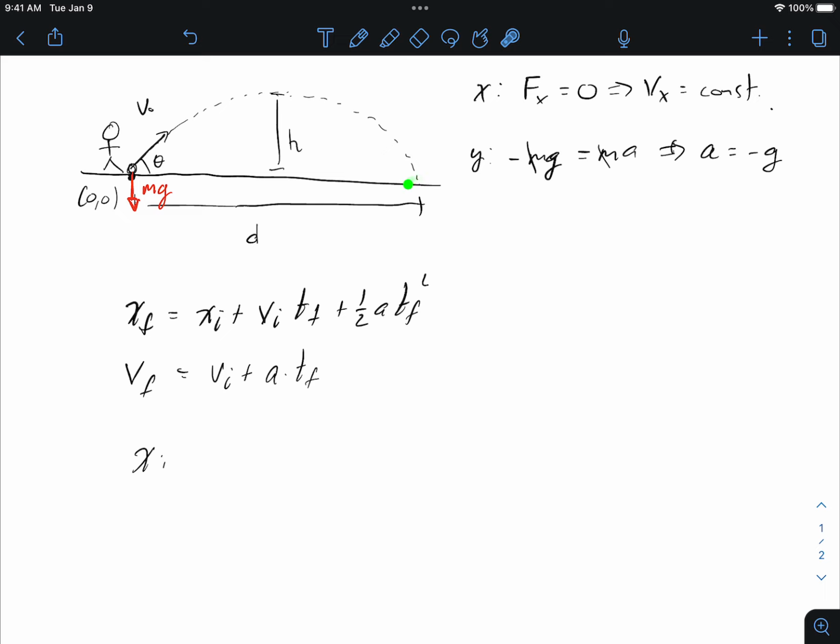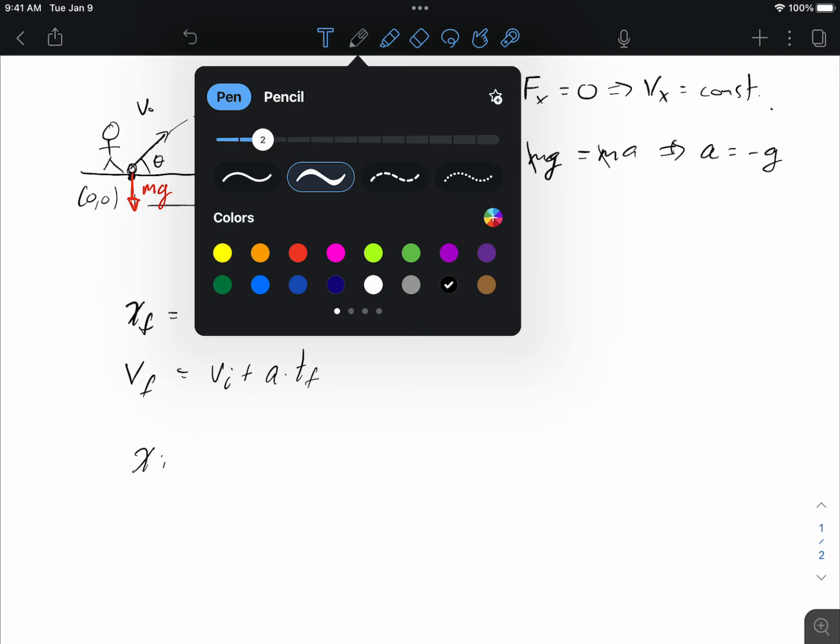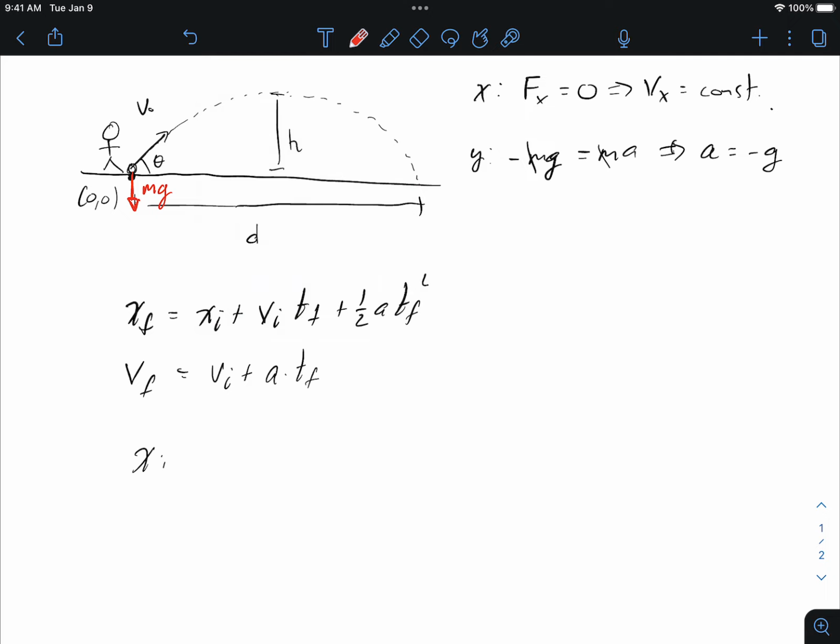Along the x-axis, the final position is going to be d. The initial position is x equals 0. And the velocity is constant. Now, what is the velocity along the x-axis? Here's my initial velocity, so I can go ahead and decompose that. Let me do this in red so it's a little bit easier to see. I can decompose that velocity into its x component and its y component here. And so the x component is going to be v naught times cosine theta because it's adjacent to the angle.